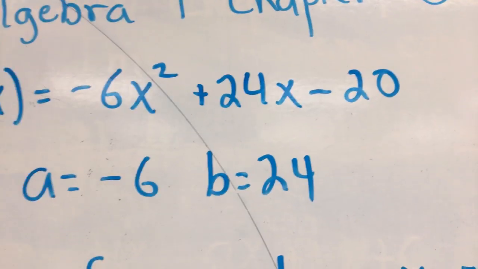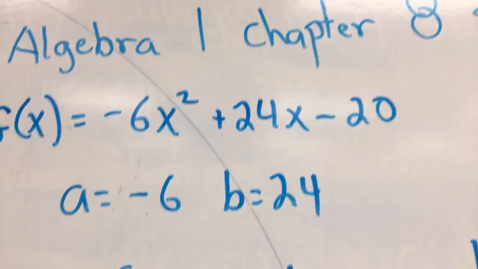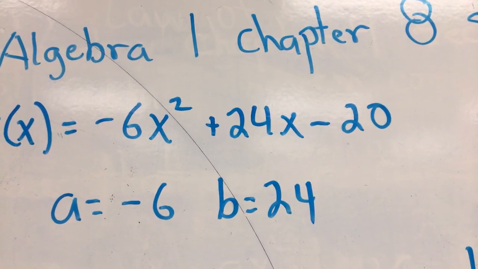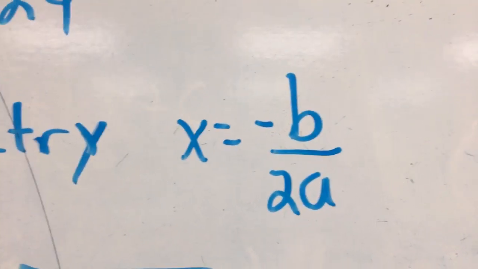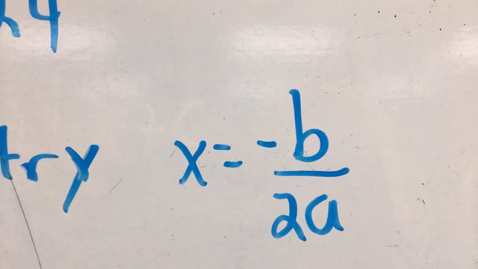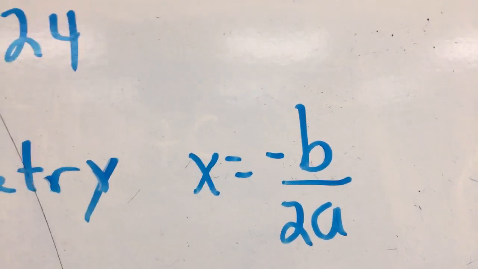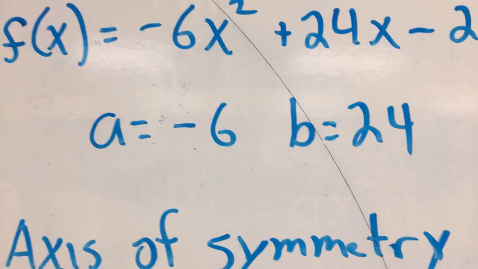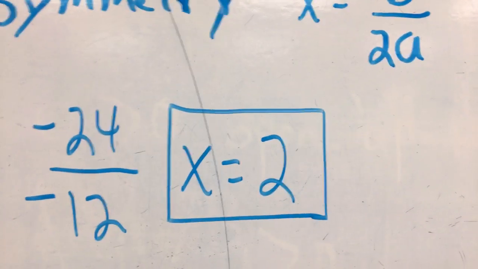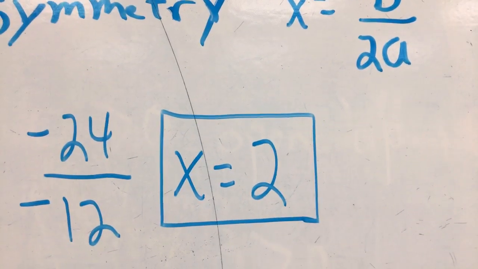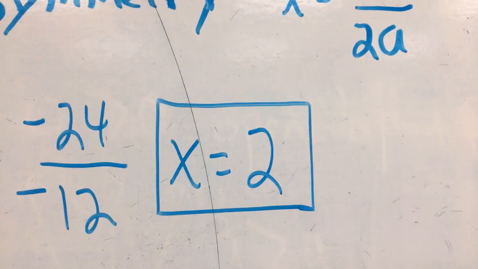Now, the directions want a vertex and they want an axis of symmetry. So let's find the axis of symmetry first. Remember, the equation for the axis of symmetry, x is equal to negative b over 2a, you're going to need that. So I took the a that I just found and the b that I just found and I plugged them into the equation, and lo and behold, the axis of symmetry is x is equal to 2.